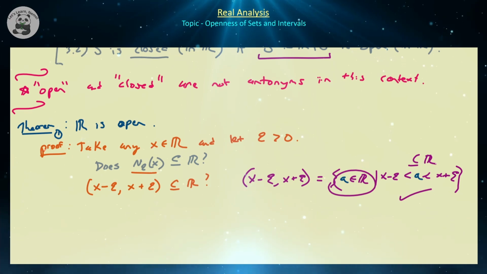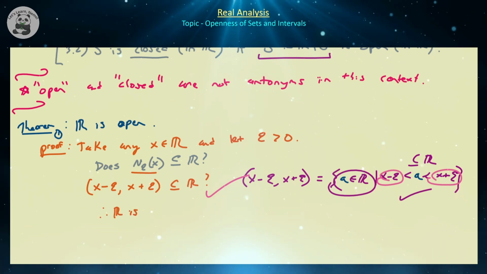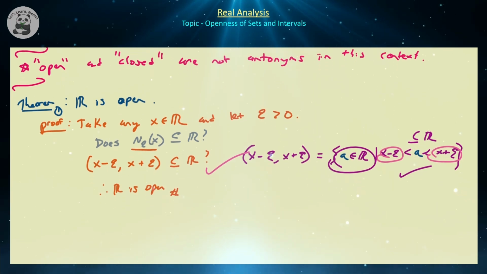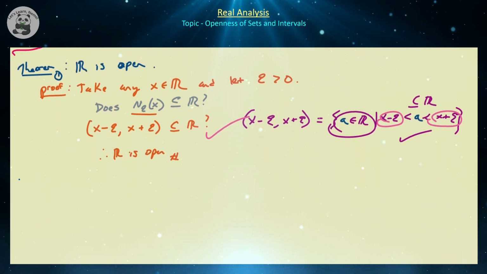So that's great. And just to add a little bit more context, if a is a real number and epsilon is a real number, then x minus epsilon and x plus epsilon are also real numbers, right? So that's definitely a subset. So that means R is an open set, right? So that's pretty neat, I guess, and very important to keep in mind.